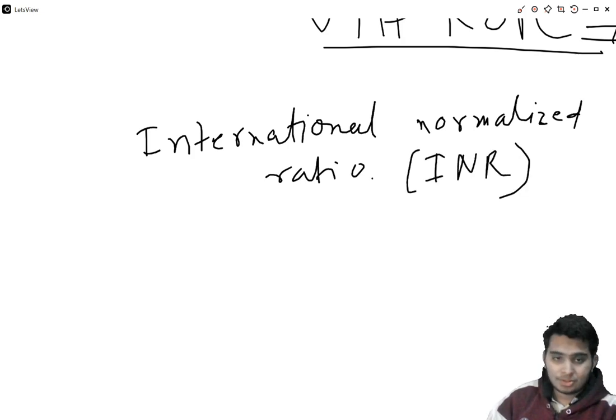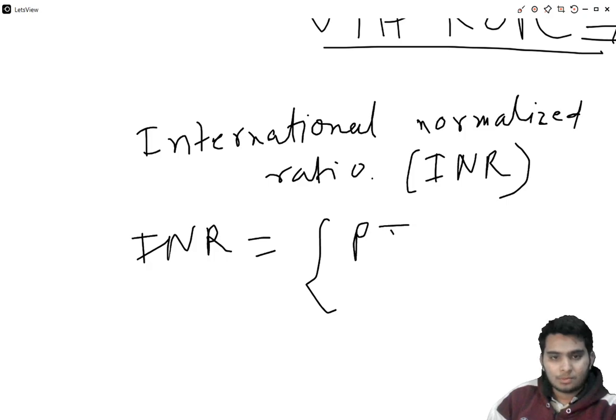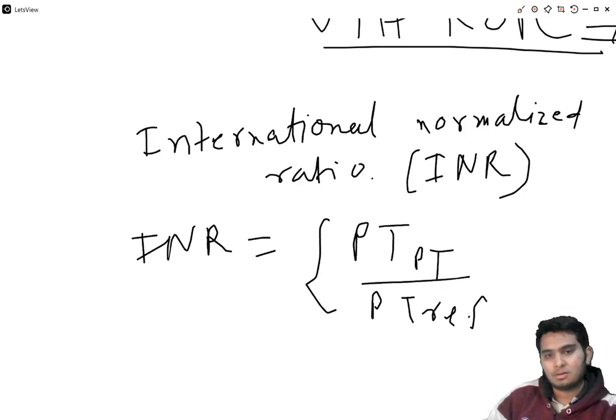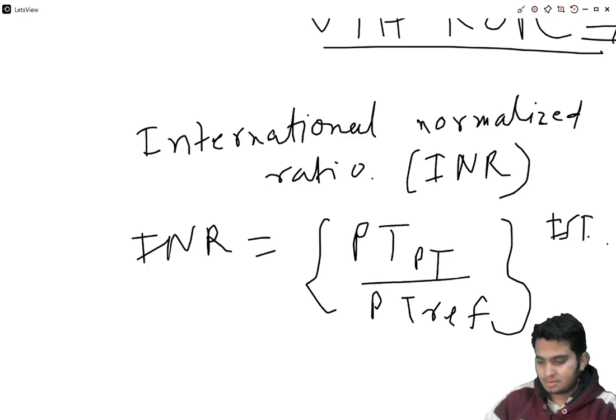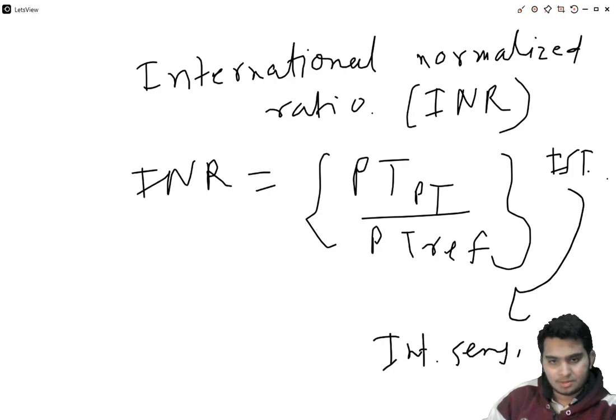So what is the international normalized ratio? The international normalized ratio is equal to the prothrombin time of the patient divided by the prothrombin time of the reference sample, raised to the ISI, which stands for International Sensitivity Index. So this is about the international normalized ratio.